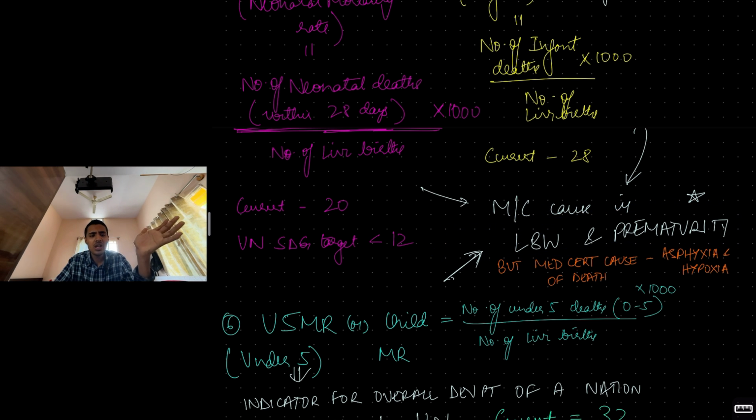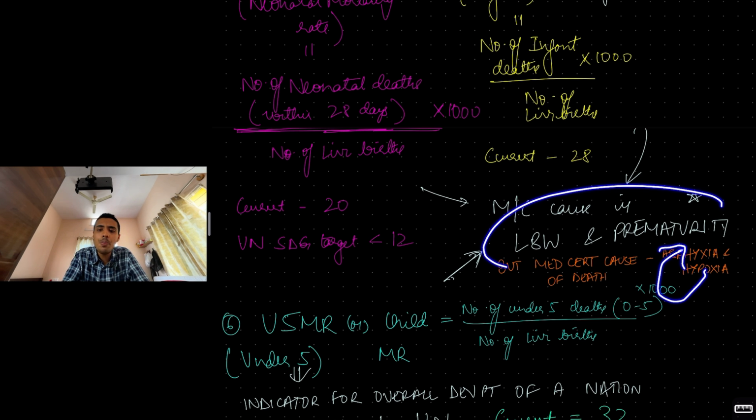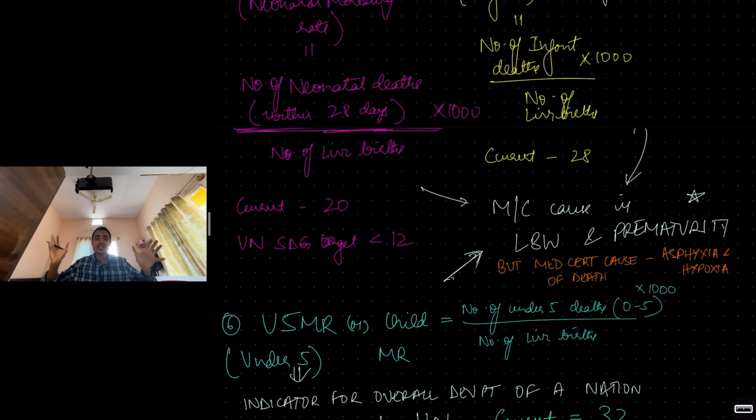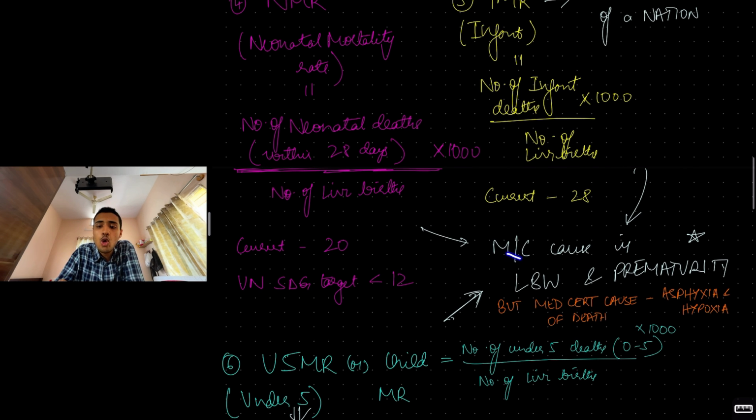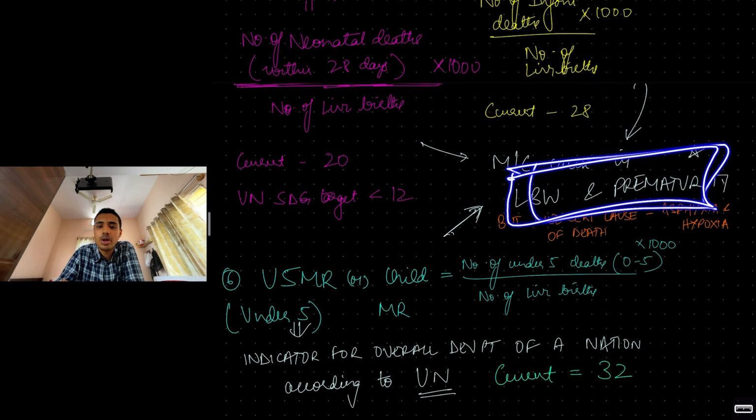But low birth weight and prematurity, you won't write that in the death certificate, right? So in medical certificate cause of death, the most common is asphyxia and hypoxia. But this asphyxia, hypoxia, diarrhea, pneumonia, all that, you can predispose it to low birth weight and prematurity. If you look at the overall cause, if you look at what is the main reason why the neonates are dying, it is because of this low birth weight and prematurity.